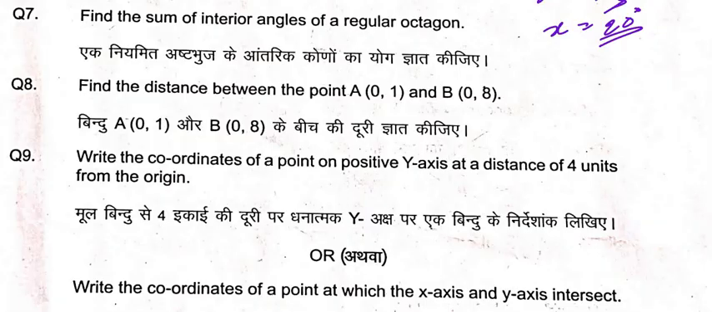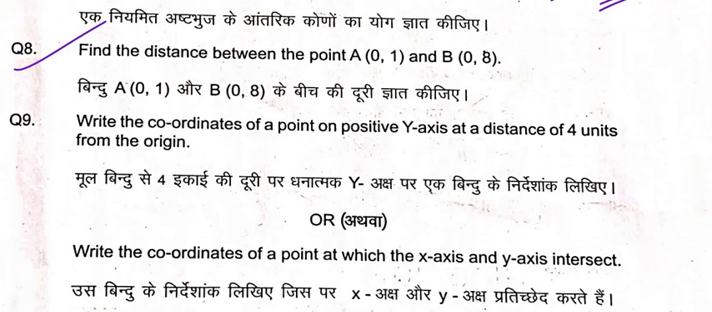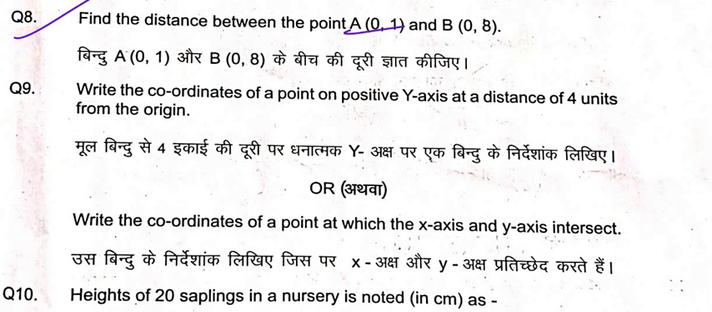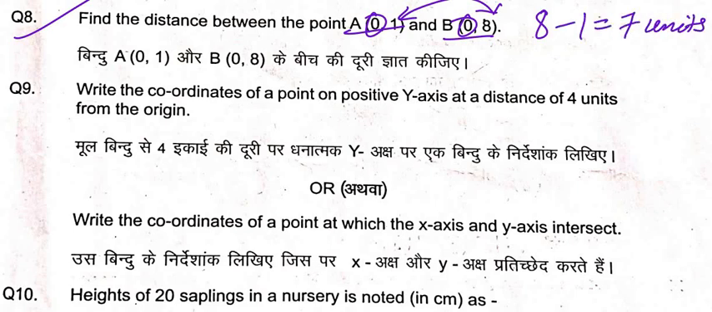Now moving to question number 8. This is given: find the distance between the points A(0,1) and B(0,8). As you see, the value of x is already 0. So what is left now? Only the value of y is left. What will we do? We have to subtract 8 minus 1, it will be 7 units. Just subtract and you will get the solution, because the value of x is 0, so only the value of y is left. You have to subtract the smaller value from the larger value.